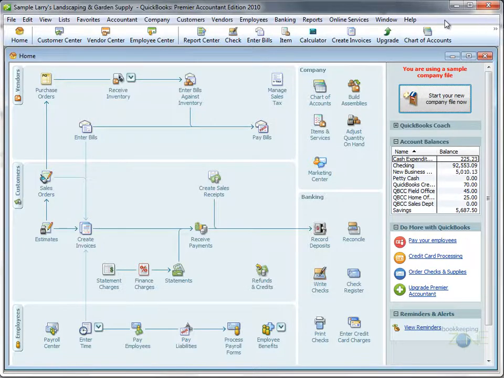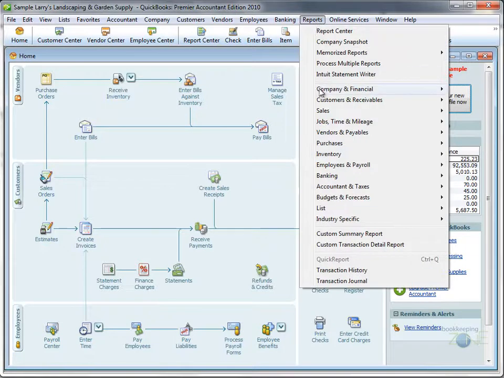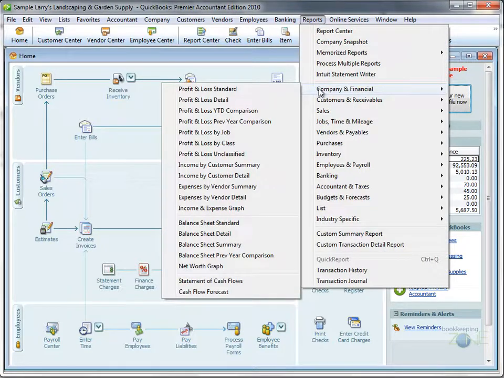Go to Reports, and some of the most useful reports you will find in the Company and Financial section. Here you can see all available reports, the profit and loss summary and detail, and the various variations of these two reports. There you will see the income by customer summary and detail, as well as expenses by vendor summary and detail. You will also find your balance sheet standard and detail, and again all the variations of these reports, as well as the cash flow statements.